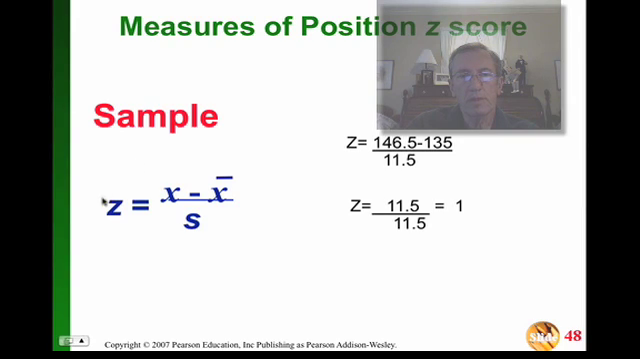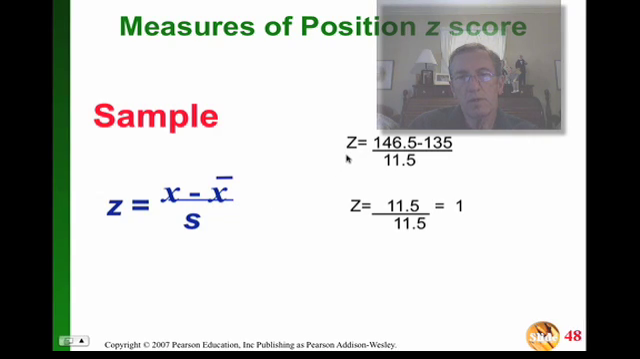So we have a z formula that says if I have an individual value and I subtract the average, and then divide the standard deviation into that difference, that will tell me in standard deviation units how far away that point was from that specific average.